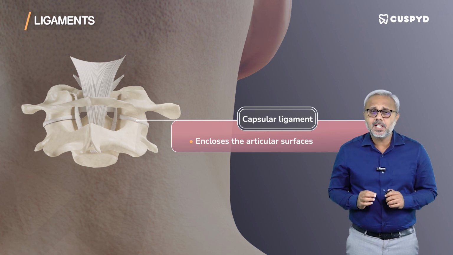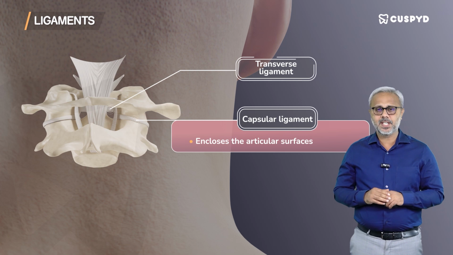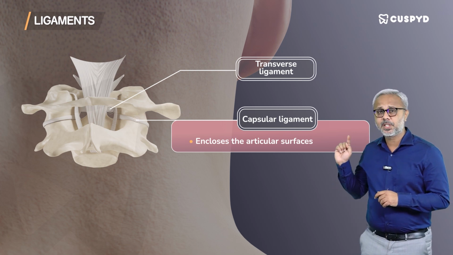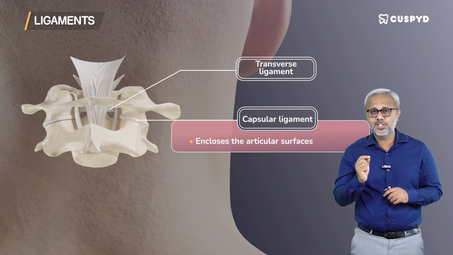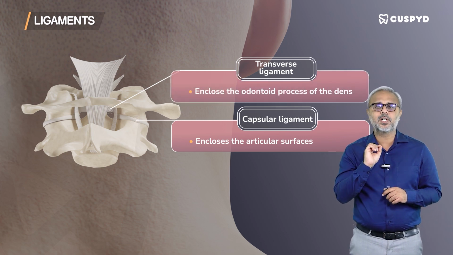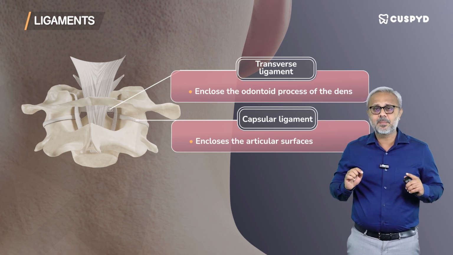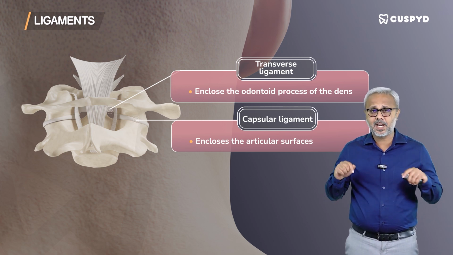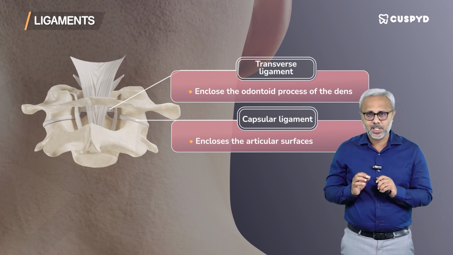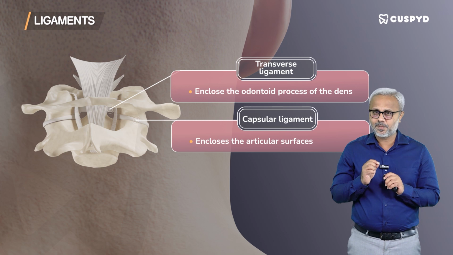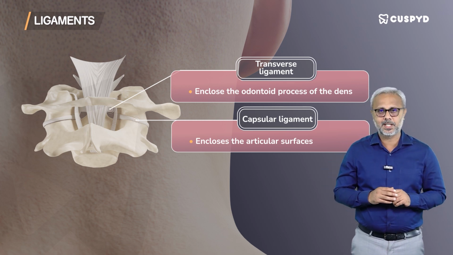But the most important ligament that we must know here is the transverse ligament of the atlas. The transverse ligament of the atlas will complete the formation of the ring within which the pivot of the odontoid process or the dens will rotate. It is attached along the margins of the anterior arch of the atlas and will enclose the odontoid process, completing the ring within which the odontoid process will rotate.